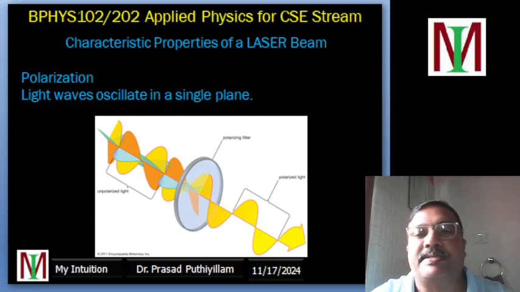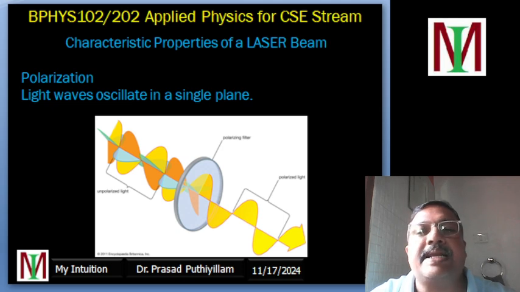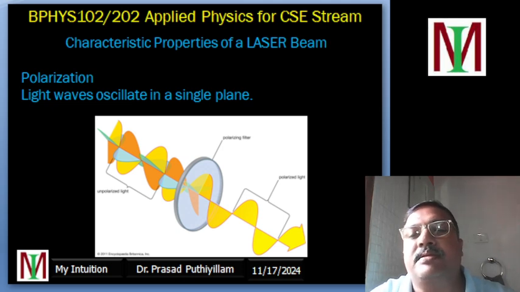This is another interesting property of a laser beam. Polarization refers to the orientation of the light waves. In many cases, the laser light is polarized, meaning the oscillation of the electric field in the light is in a single plane.